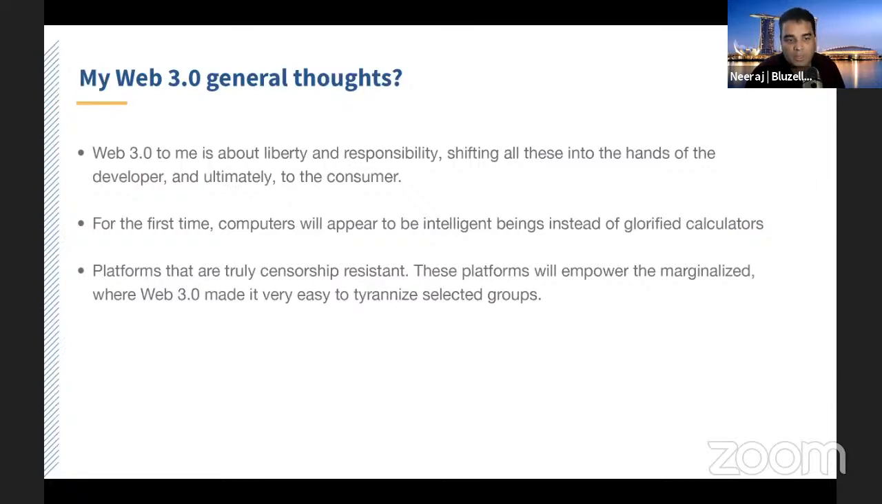We can't block free speech. And Web 3.0 is going to make it easy to ensure that unpopular speech, not necessarily hate speech, but unpopular speech will propagate, which is critical for the evolution of our Western civilization. Next slide, please.